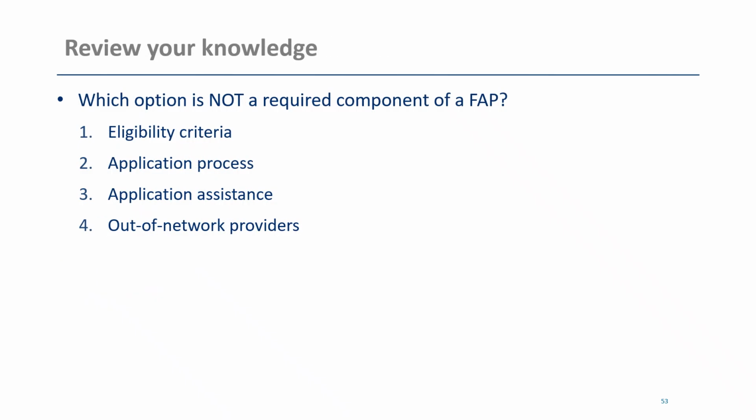So let's review our knowledge. Which option is not a required component of the financial assistance policy? Eligibility criteria, application process, application assistance, or out-of-network providers? The answer is number 4, out-of-network providers. The financial assistance policy must contain a list of all providers, regardless of network status, specifying who is covered by the financial assistance policy and who is not.